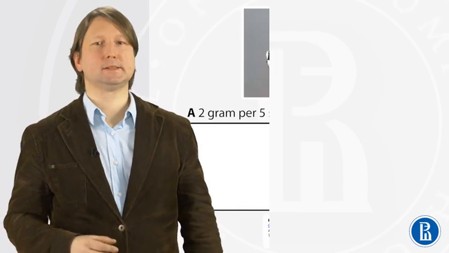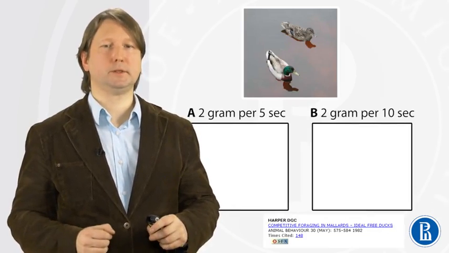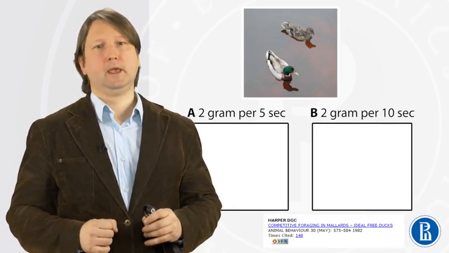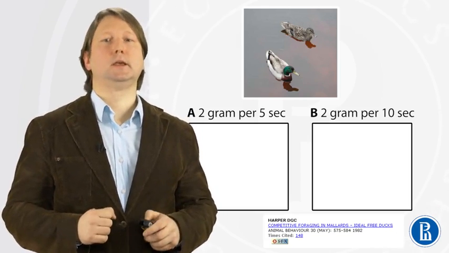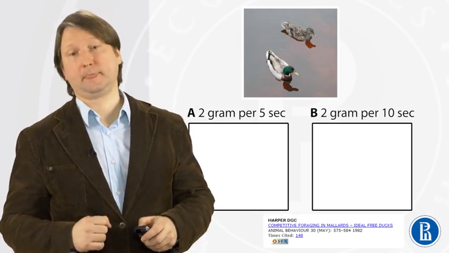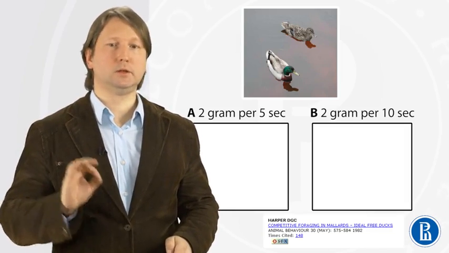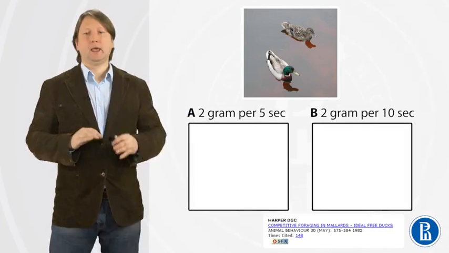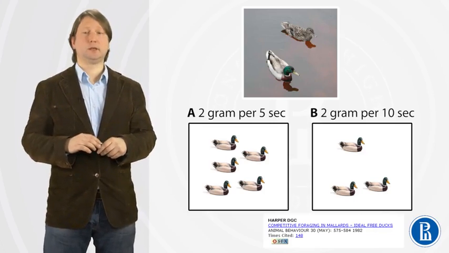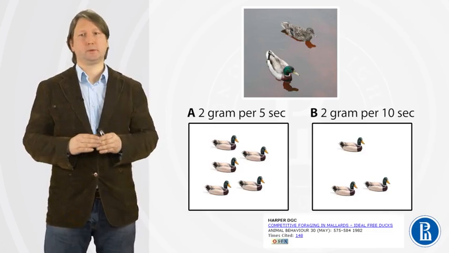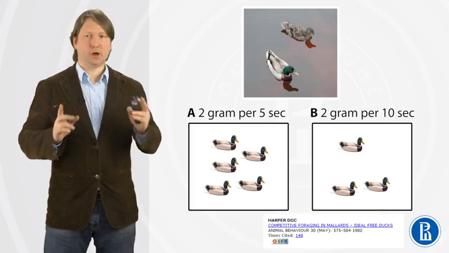I really like this experiment conducted by a postdoc in Cambridge. It's a very simple experiment, but it is very illustrative. Imagine that this scientist just fed ducks in a lake in Cambridge. He fed ducks at a constant rate, 2 grams per 5 seconds. And his friend on the other side of the lake also fed ducks, but at a slower rate, only 2 grams per 10 seconds. So what should you do as a smart duck?